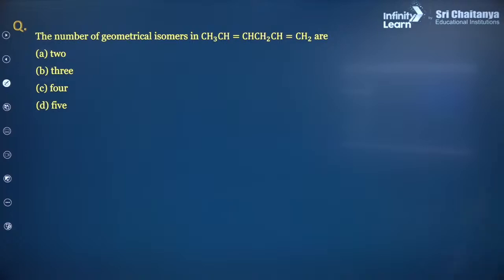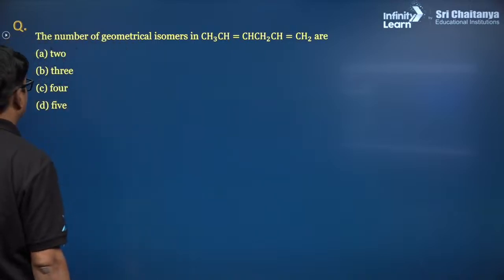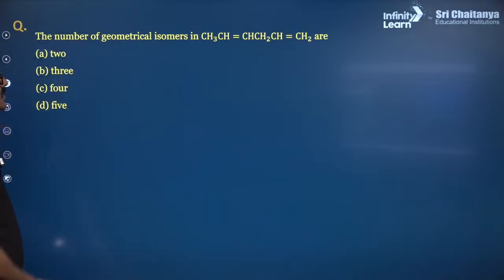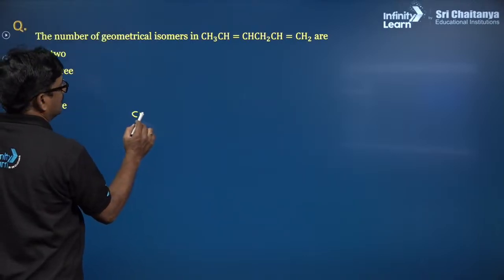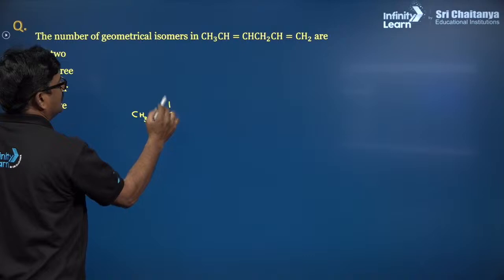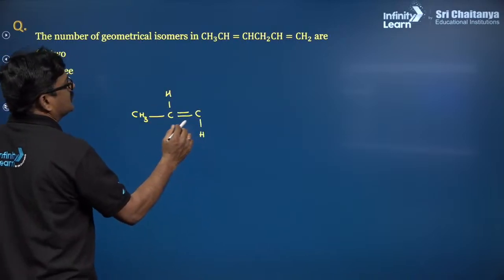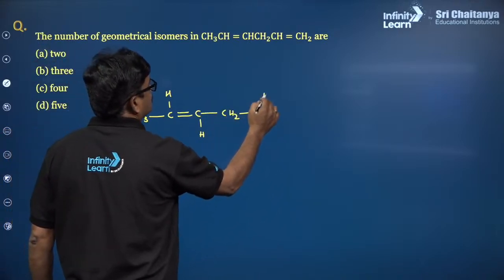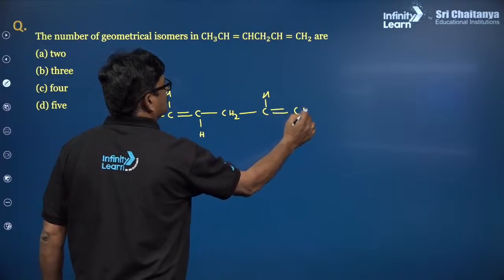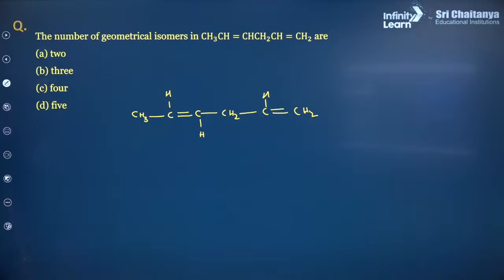How many geometrical isomers are there for this? You are going to see CH3-CH=CH-CH2-CH=CH2. Now, how many are you going to get?